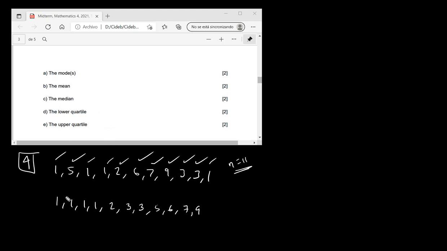And then just investigate each of these things. Mode, what is the number that repeats itself the most? And it's clearly 1.